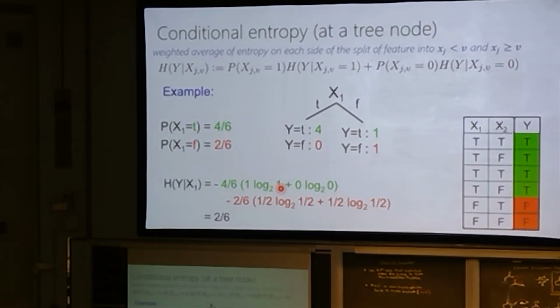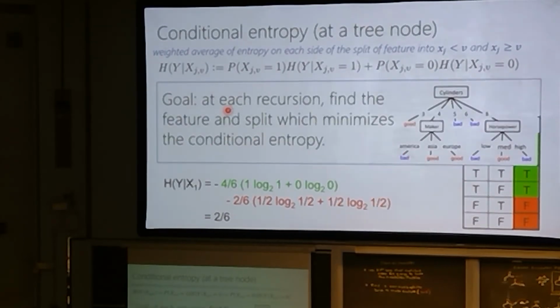Okay, so back to this slide from before, this idea of conditional entropy. The goal at each recursion is to find the feature and the split. If it's a real valued feature, then we also need to find which threshold minimizes the conditional entropy.